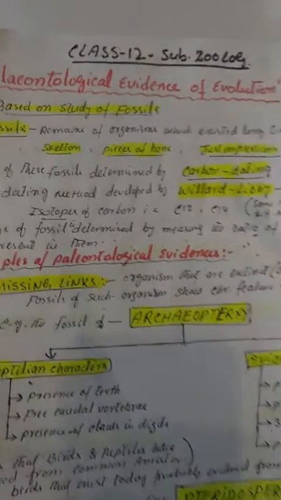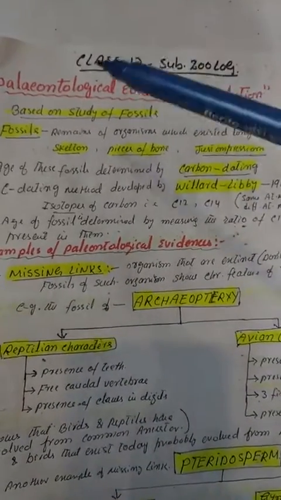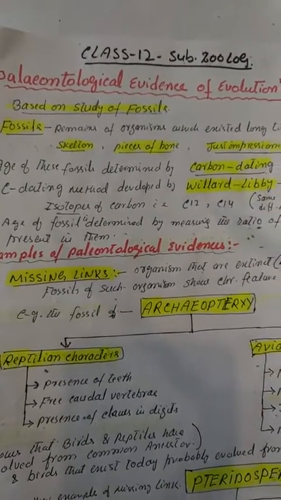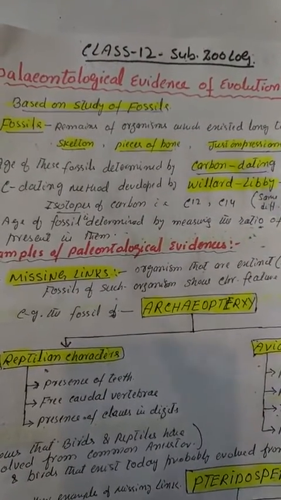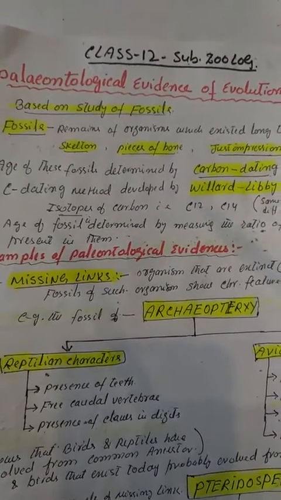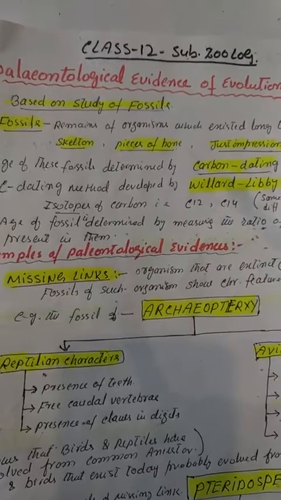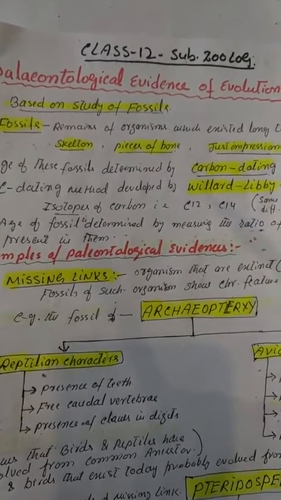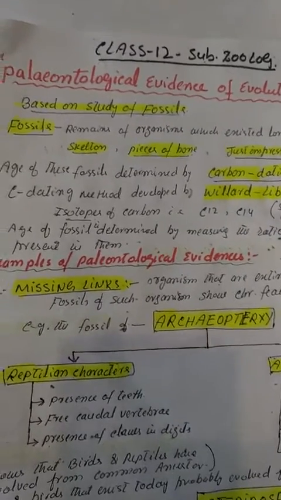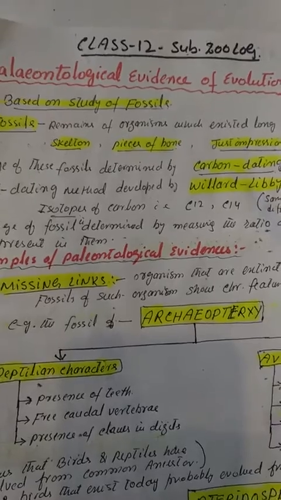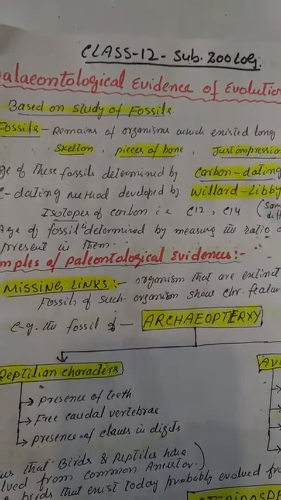My today's topic is the paleontological evidences of evolution. Before going into the details of the topic, we must understand what is paleontology. Paleontology is the branch of science that deals with the study of the history of life on Earth based on the careful study of fossils.